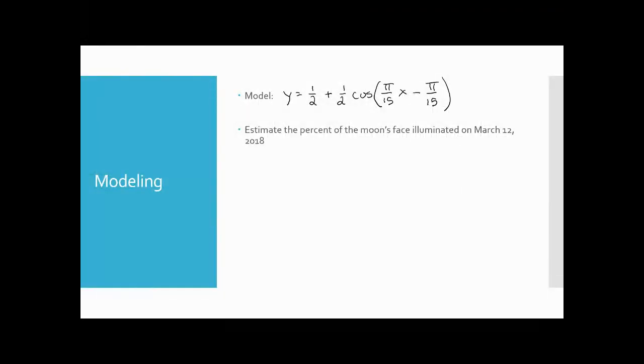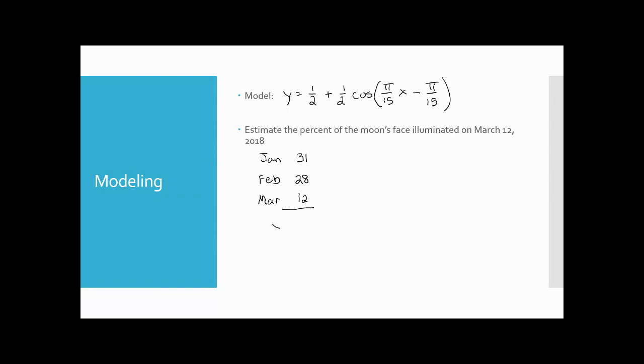Okay, now getting to the last part, we want to estimate the percent of the moon's face illuminated on March 12th, 2018. We were told that x starts at January 1st, 2018, so we need to know how many days this is. I know that January has 31 days. February is not a leap year in 2018, so there were only 28 days. And then for March 12th, that's 12 days.